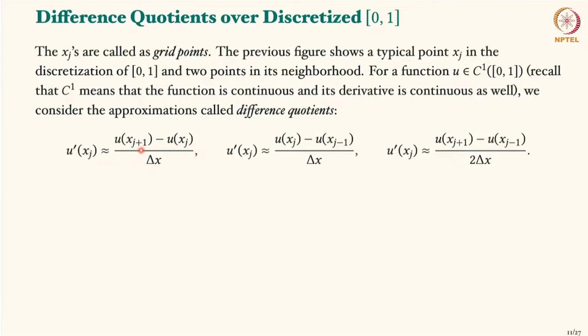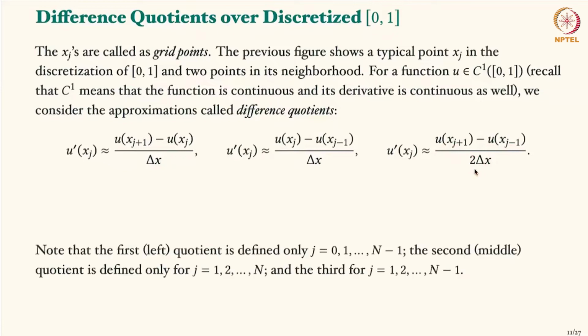In the first, I pick xj plus 1 and take the difference between xj plus 1 and xj and divide by delta x. Or I can take xj and xj minus 1 and divide by delta x. Or I can take xj plus 1 and xj minus 1. This is kind of the secant idea. And divide by the distance between xj plus 1 and xj minus 1, which is 2 delta x. Okay.